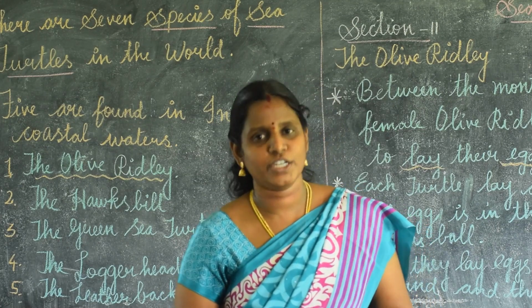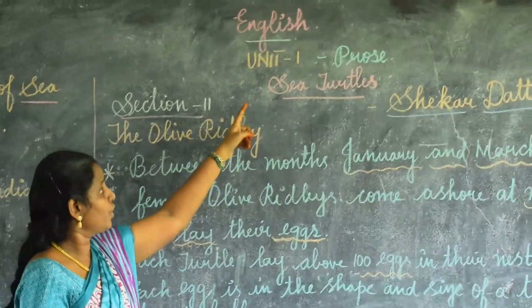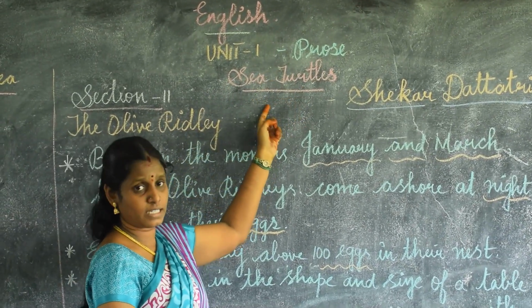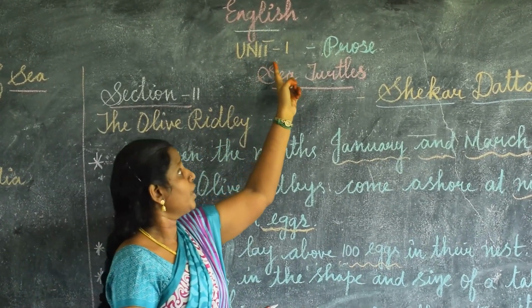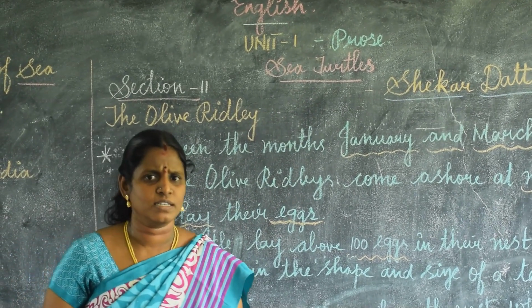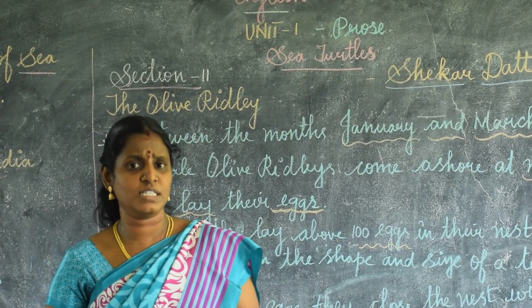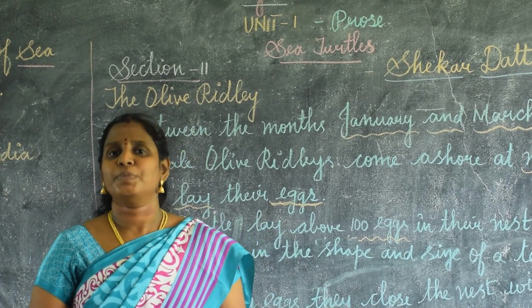Okay, now we can enter our subject. Today we are going to see 6th English Unit 1 Prose, Sea Turtles. Again I am repeating, 6th English Unit 1 Prose, Sea Turtles. Children, have you heard the word turtles? Yes, definitely we have heard the word turtles, and some of you may have seen turtles in the zoo and the reptile parks.